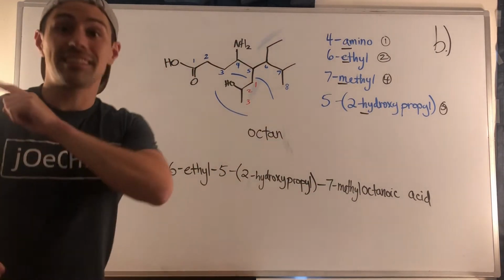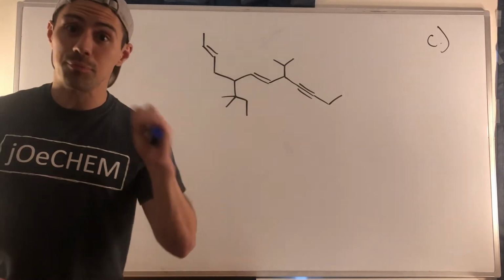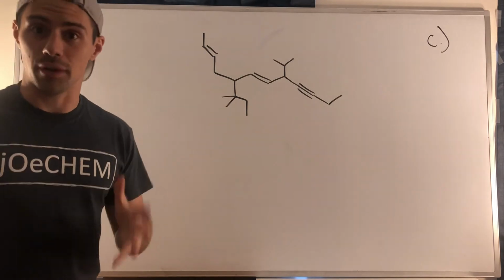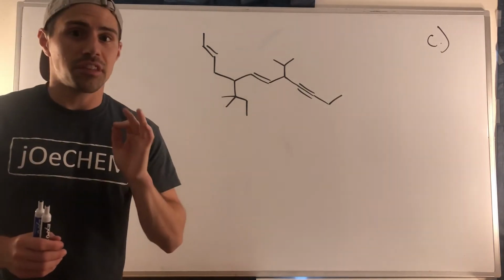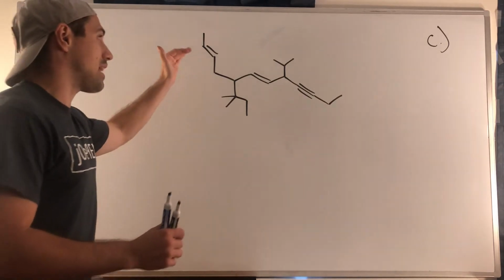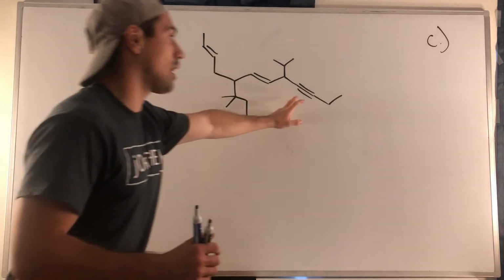Okay, next example. Okay gang, third problem on this worksheet. So if we take a gander at the structure right here, maybe the first thing you're thinking of is, okay, I see we have 2 types of functional groups here, right? We have the alkene part and we have the alkyne part.